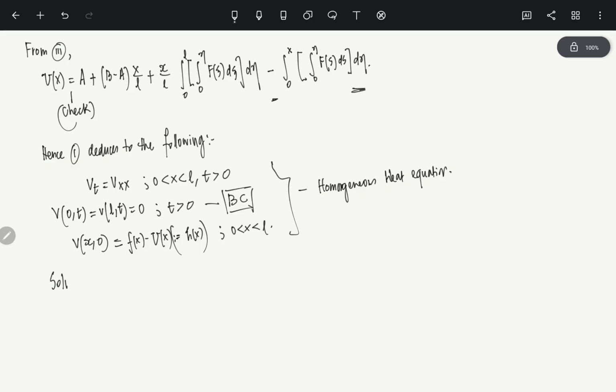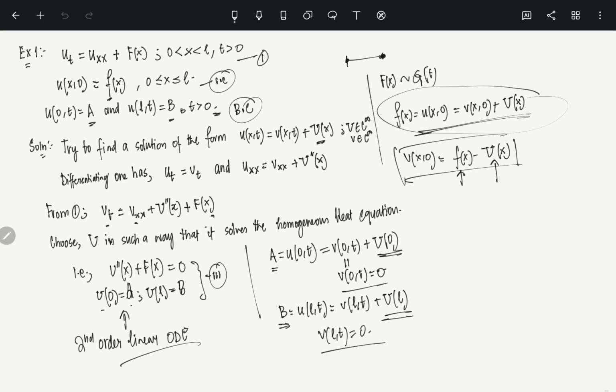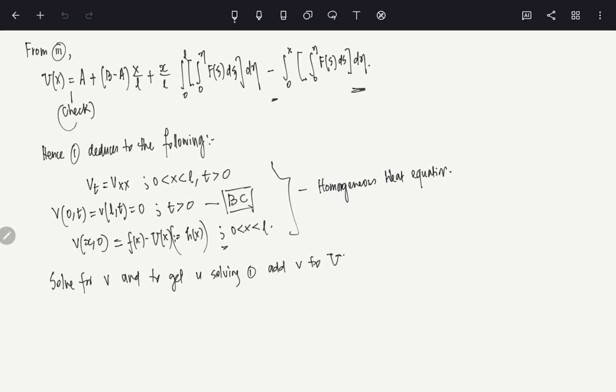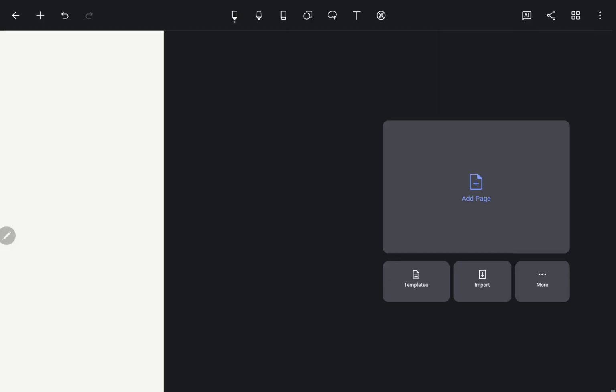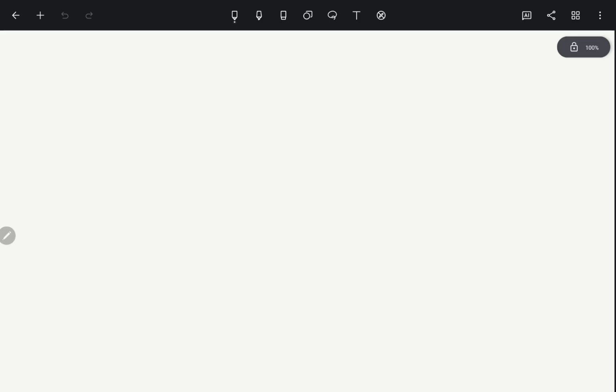So solve for v, and to get small u, add v to capital U. Done, right? Once you get v from here, how do you get u? u is our solution of this problem. You get it from this: u is nothing but v plus capital U. V we already know by solving this, and capital U we already know. You add it up and you are done. So this is not very difficult. It's just some calculation which needs to be done here.